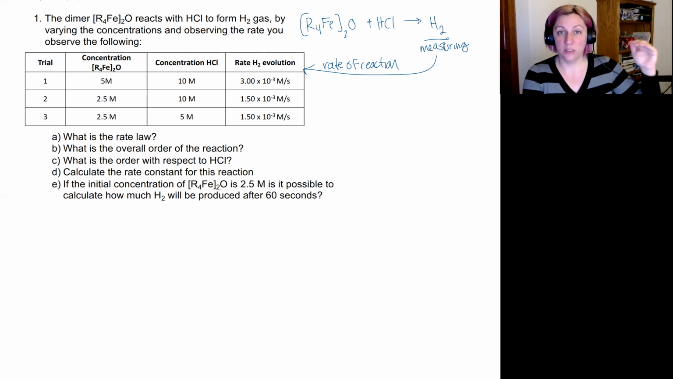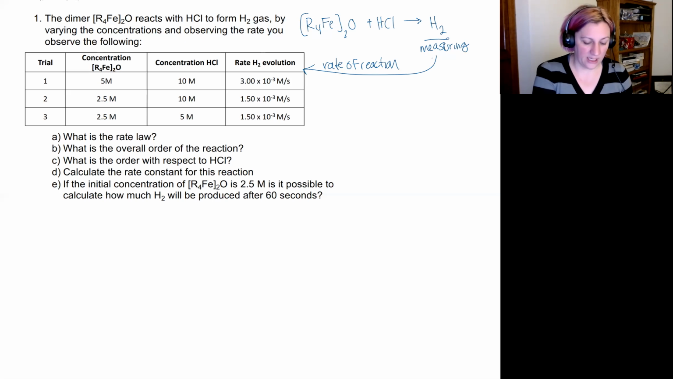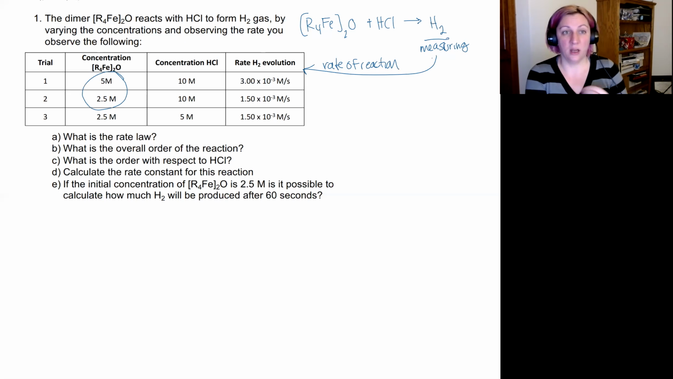And so we do 3 trials or 3 experiments, and we're going to vary the concentrations. In trials 1 and 2, we look at the difference between the concentrations of the dimer. And in trials 3 and 2, we're looking at the difference in the concentration of the HCl.